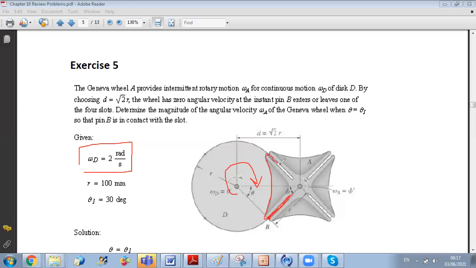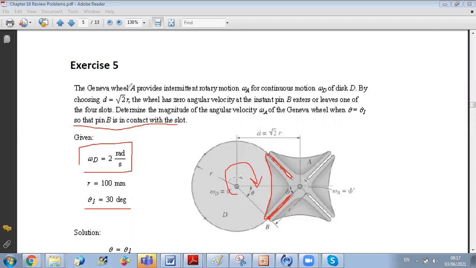As you can see, B will go back and forth, then rotate like this, then it will enter a new slot, etc. Now in this problem, we want to determine the magnitude of the angular velocity omega A when theta is equal to 30 degrees. And in this case, pin B is in contact with the slot. So B at this instant is within the slot.